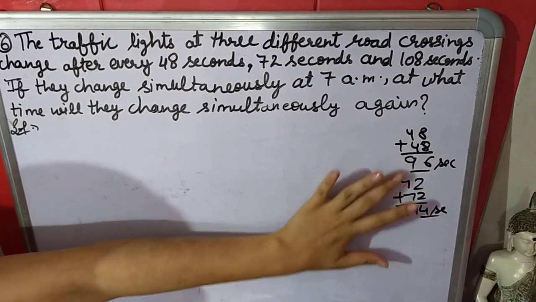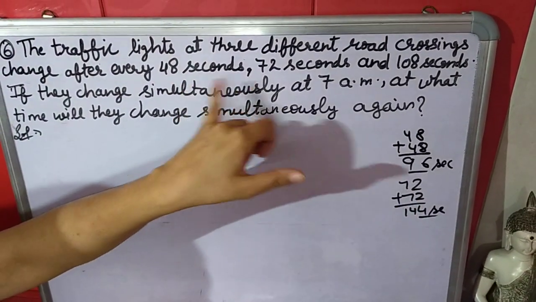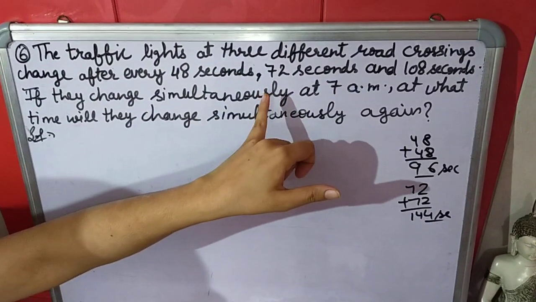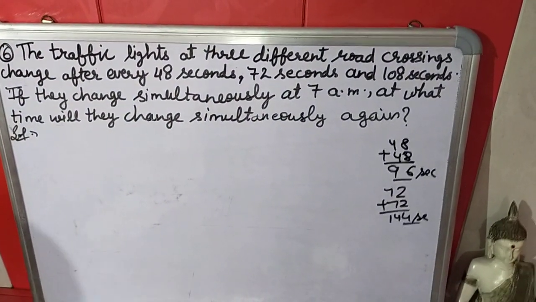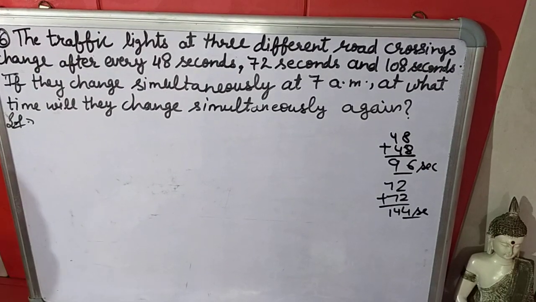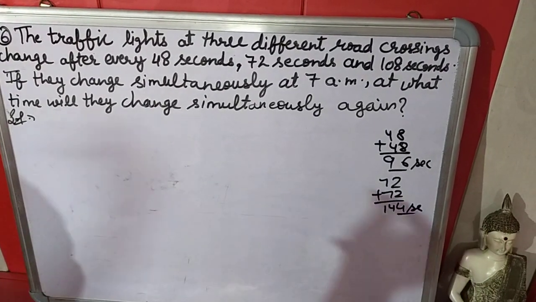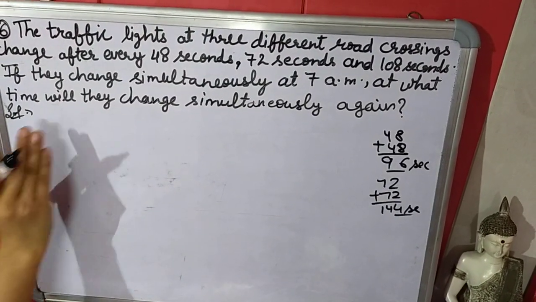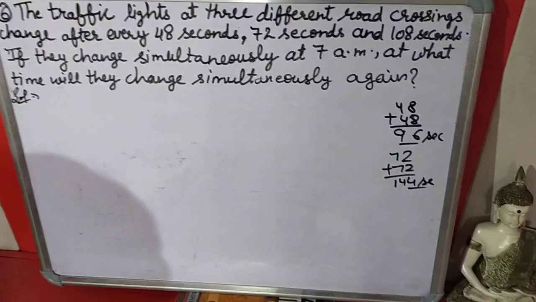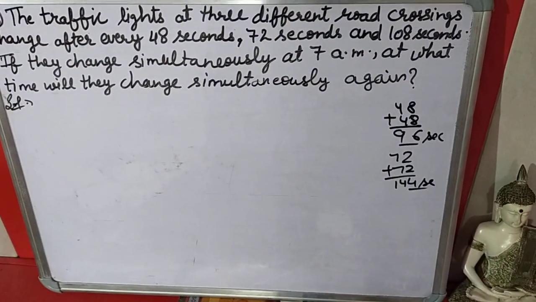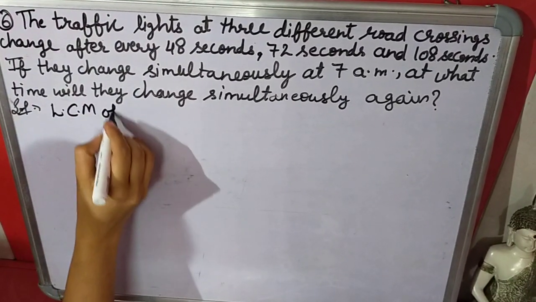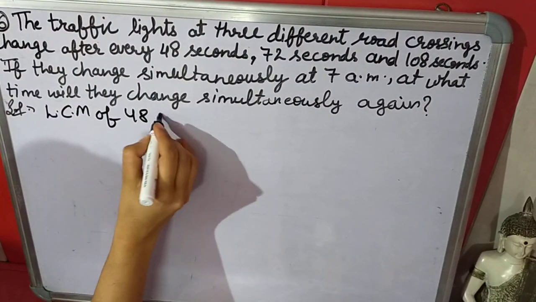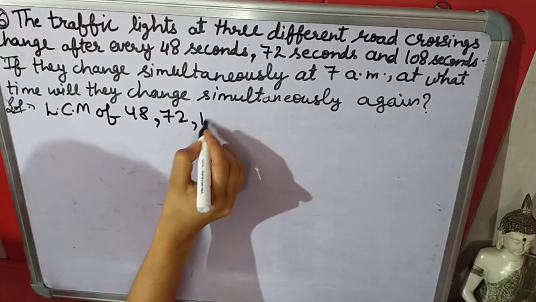So what are these? These are the multiples of 48 and 72. So if these are multiples, then multiples will come in the LCM, lowest common multiple. So in this question we will take the LCM of 48, 72 and 108.